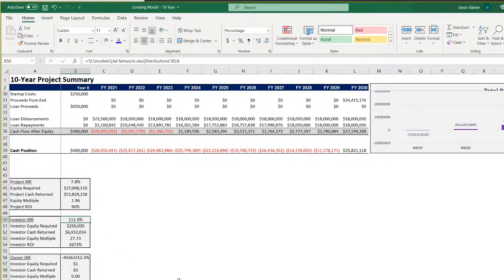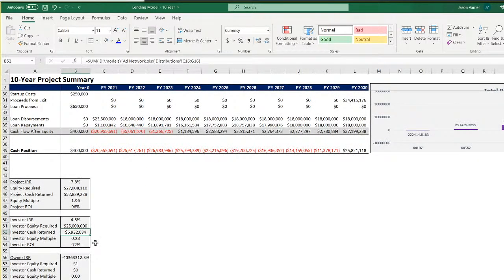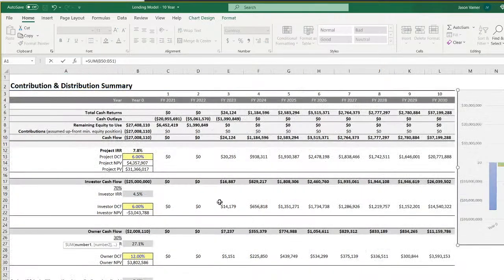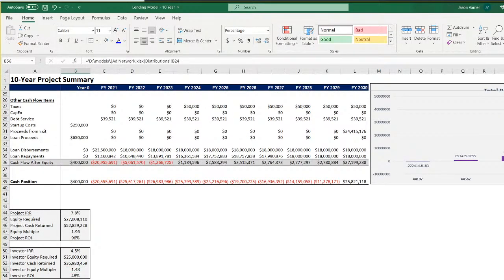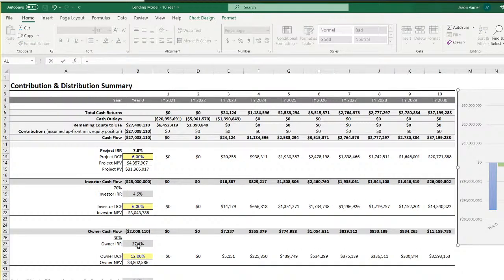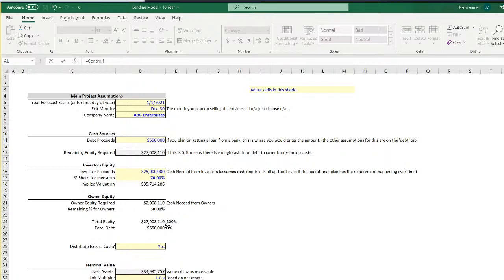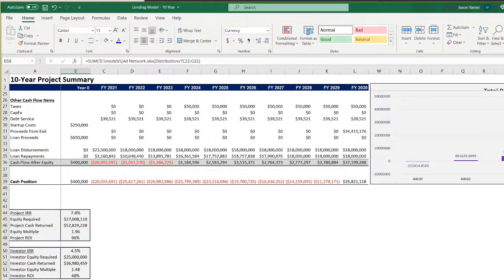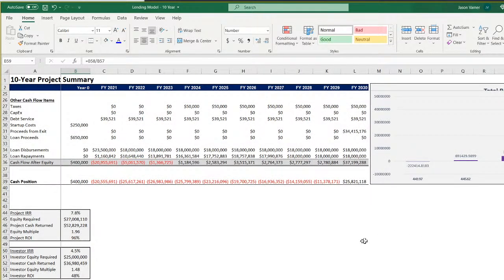So that's good. Now investor, 4.5%. Equity is this. Cash returned is this. And then these are fine. Owner, internal rate of return is here. Equity requirement, this. Cash returned, this one. Okay. So that's good.